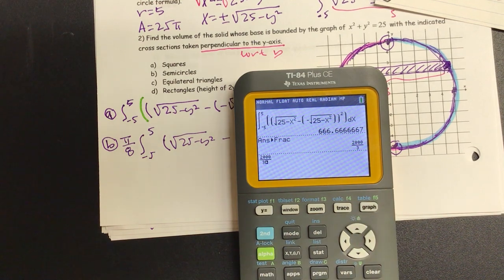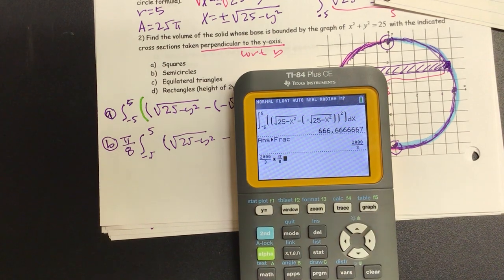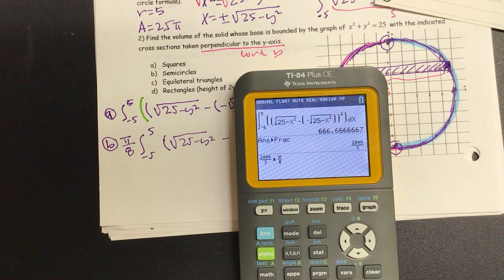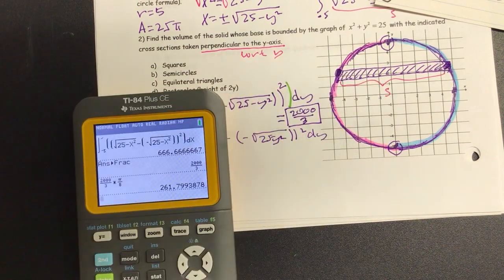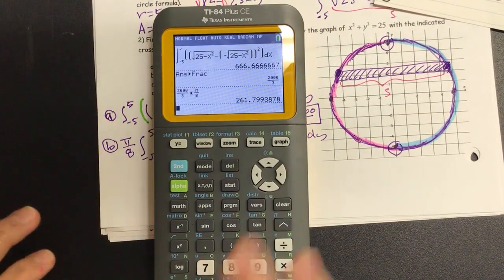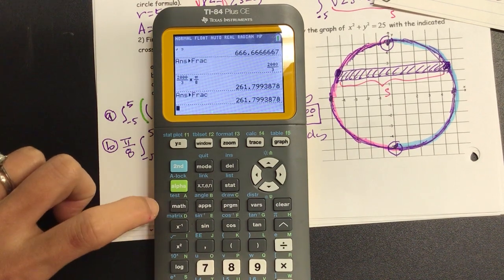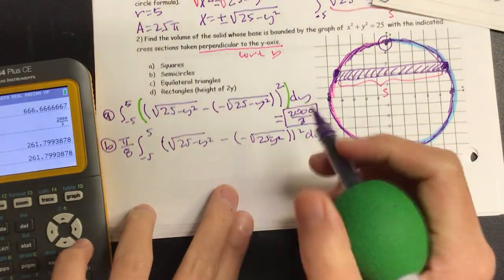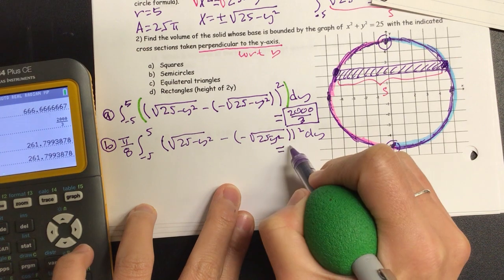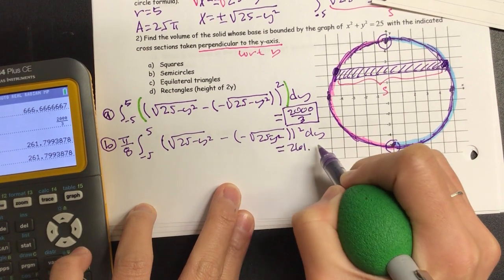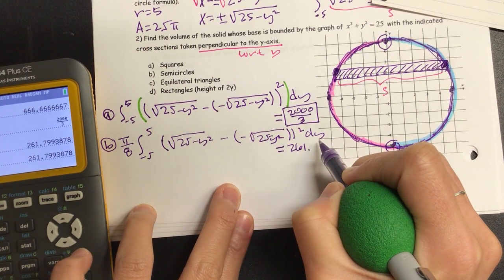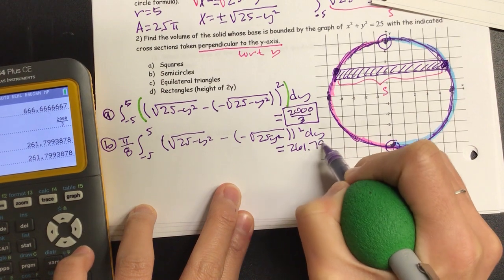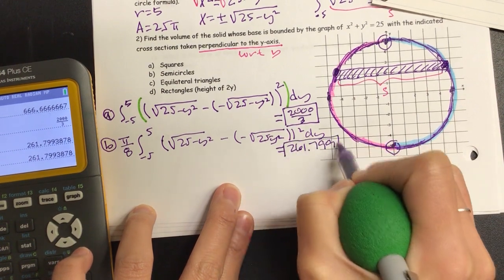2,000 over 3 times pi over 8. So without typing all of that integral, it's going to give us some fancy number. And let's see if we can make this into a fraction. Nope. When it doesn't give it to you, just write it as a decimal to 3 decimal places. How would I round that? 799? Yeah, 799. Perfect.